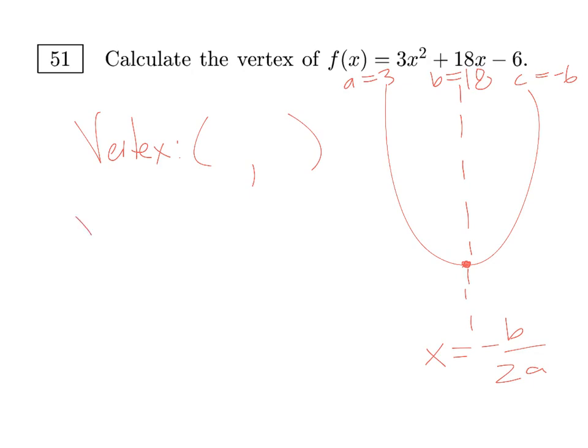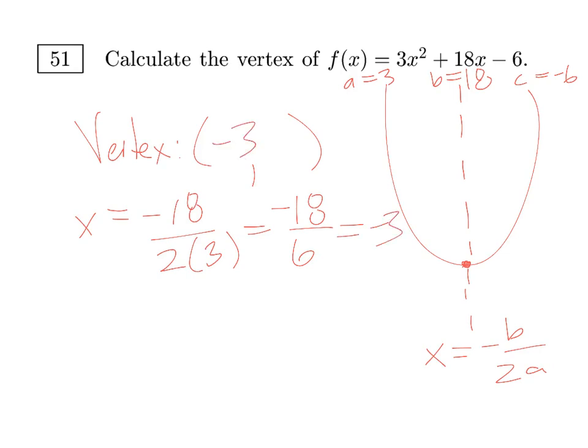So let's plug it in. We've got -b, which is -18, over 2a, a is 3. I have -18 over 6, which is -3. So I have -3 for x. If I want to figure out y, let's plug it in.